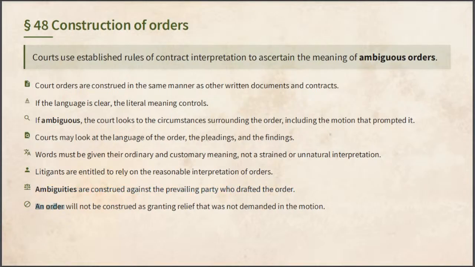And an order will not be construed as granting relief that was not demanded in the motion. Key thing here is that you always ask in any other relief the court deems necessary or correct, or whatever the language might be. That allows it to be open-ended so that the court can act sua sponte to provide relief that was not demanded explicitly in the motion.